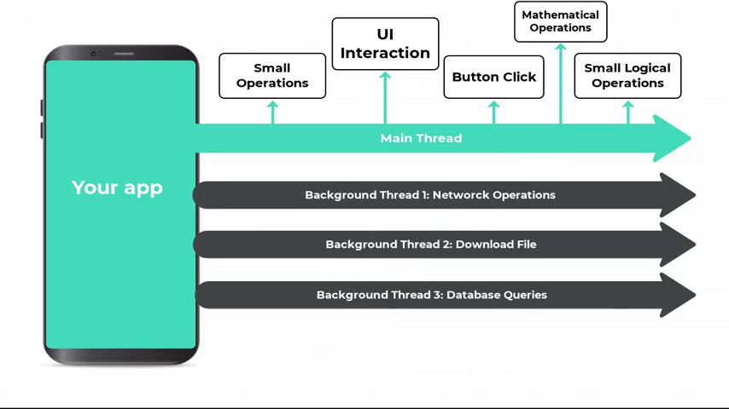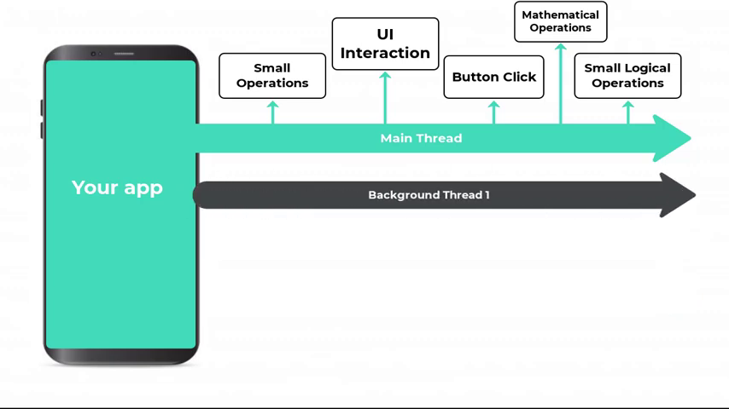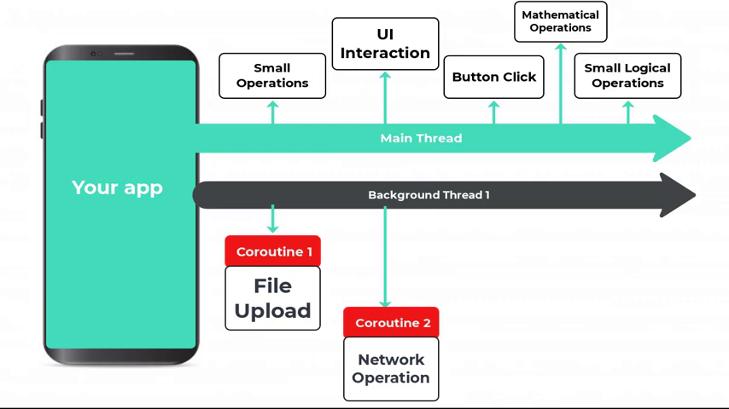And here come into action coroutines. So when we use coroutines, we don't have to create so many background threads for each operation. Instead, we can just have one background thread on which we can launch a coroutine. So you can launch a coroutine to perform the long heavy operations like uploading a file. You can launch another coroutine on the same background thread to do some network operations.